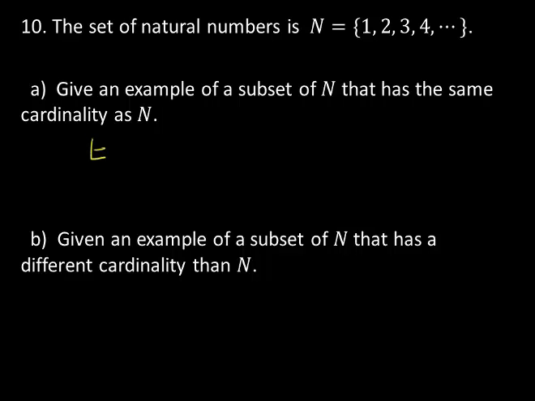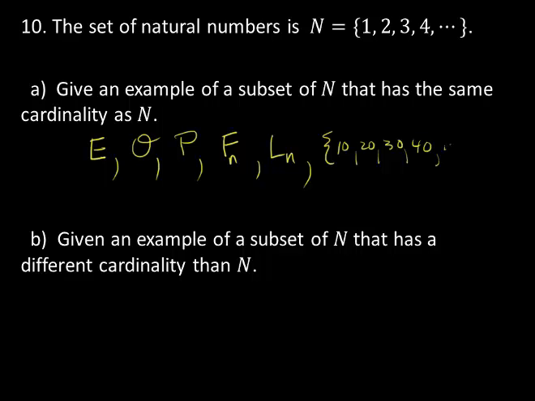For example, the evens, I'll just write capital E. The odds, I'll write capital O. The primes, I'll write capital P. The Fibonacci numbers, I'll write F sub n. The Lucas numbers, L sub n. These are all examples. The multiples of 10, I'll write that with set notation: 10, 20, 30, 40, ... These are all infinite subsets of the natural numbers, which have exactly the same cardinality as the natural numbers. This does not happen in finite sets.